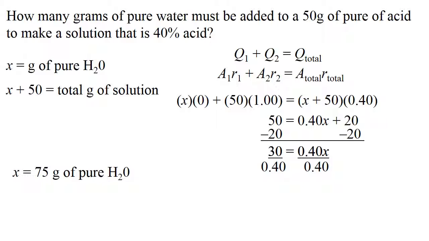So even though the water didn't contribute any acid to our mixture, it did contribute amount to our mixture. And so that's what diluted the acid to a 40% acid mixture from a 100% acid mixture.